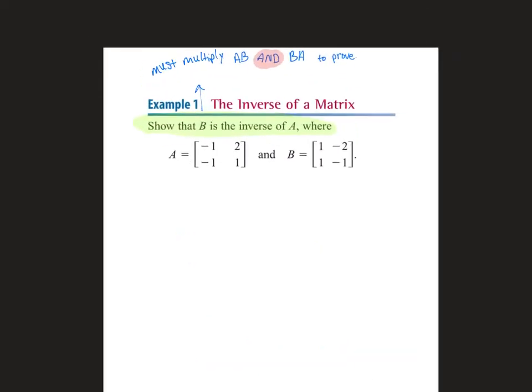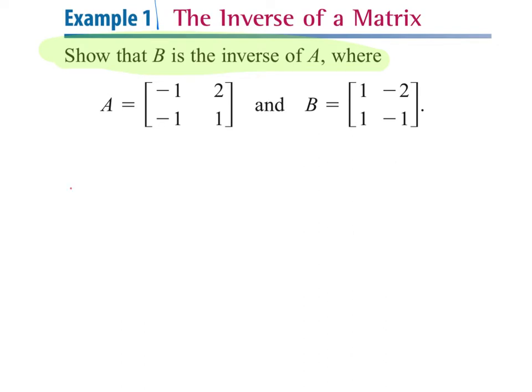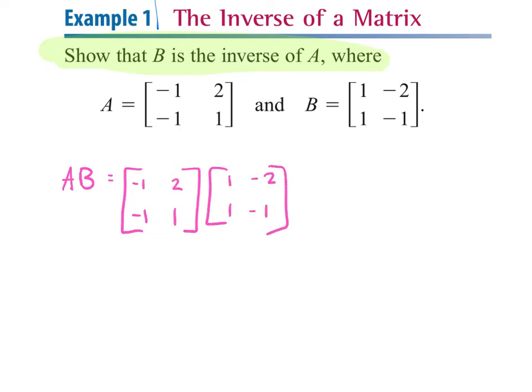So let's look at our first example. It says here, multiply A times B and B times A to prove. Let's start with A times B. I'm just going to rewrite them both here so they're right next to each other and we don't make any silly mistakes. How do I multiply two matrices together? In our first matrix we move in rows, and in the second one we move in columns. So we multiply the first row times the first column.